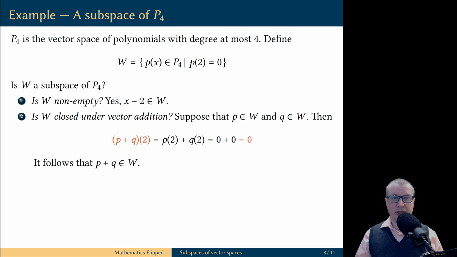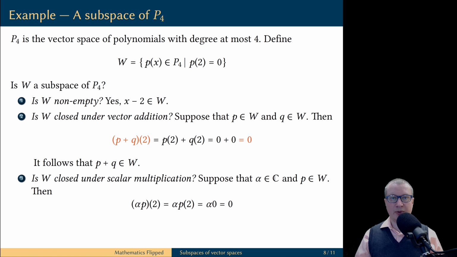And this simple verification ensures that indeed p plus q is a member of W. Last condition, we need to check that W is closed under scalar multiplication. For this, we take an arbitrary element p of W and any scalar alpha. We need to check if the scalar multiple of p by alpha belongs to W. To conduct this check, we simply need to compute the value of this new polynomial at 2. We see that it is equal to 0, and therefore the scalar multiple is still an element of W.